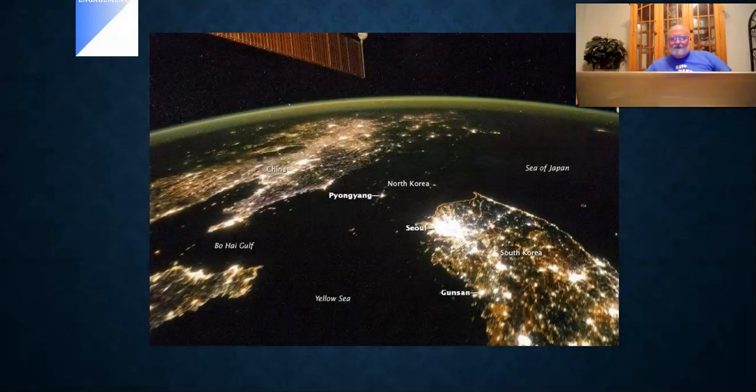And here's another one. This is North Korea and South Korea after dark. South Korea, this is once again the Cold War. North Korea was dominated by the Russians and the Chinese with a centrally planned economy. It's still centrally planned, although the guy over there now doesn't listen to Russia or China anymore. And South Korea is just like us.